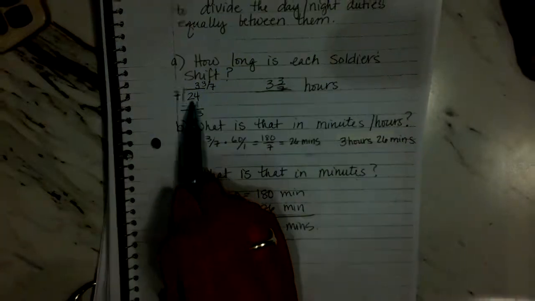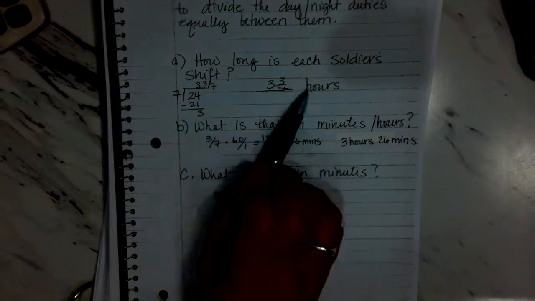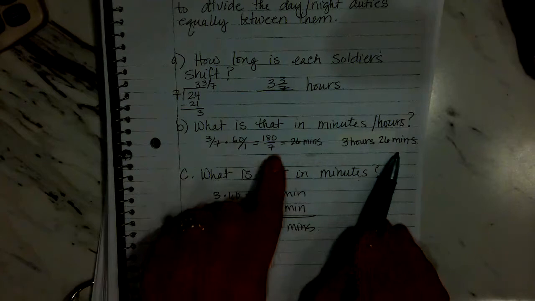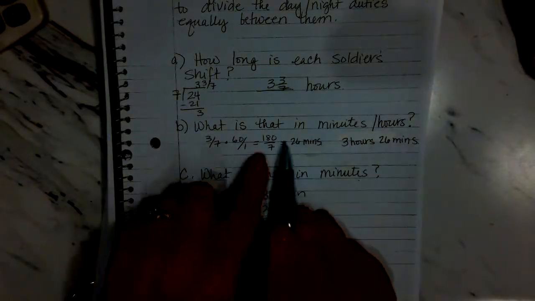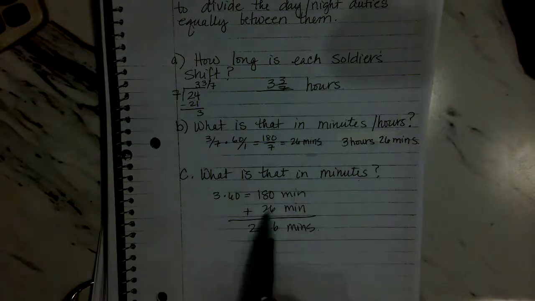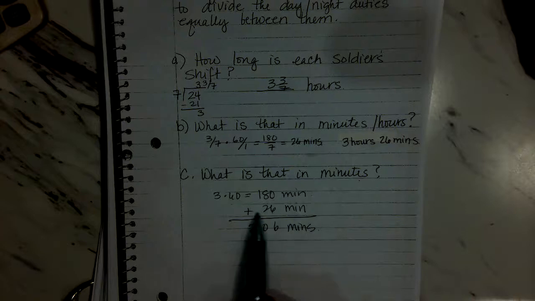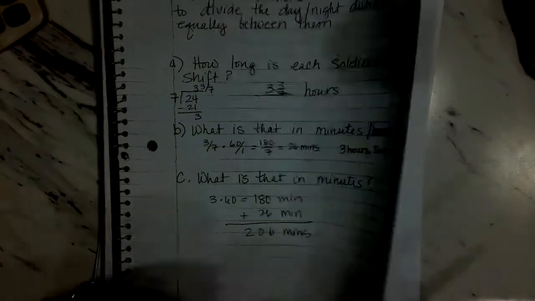All right, so I just divided 7 guards by 24 hours. I got 3 and 3/7. So 3 and 3/7 of an hour. So what is that in minutes and hours? Would be 3 hours and 26 minutes. You kind of have to round up to get to 26 minutes. Then what is that in minutes? Well, 3 hours times 60 is 180 minutes, plus the 26 minutes is 206 minutes.